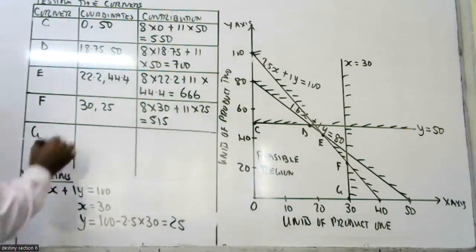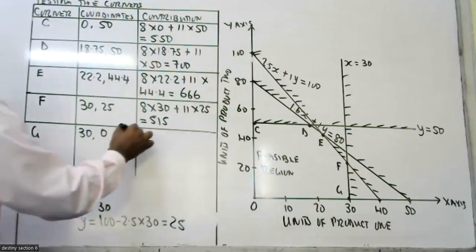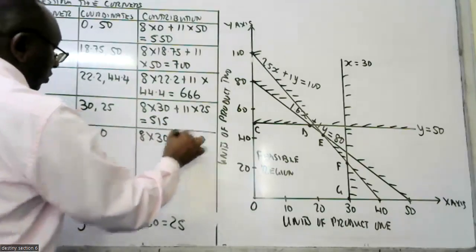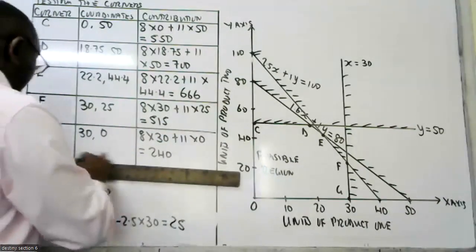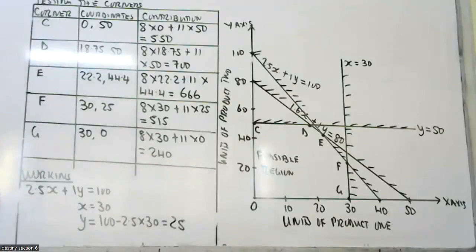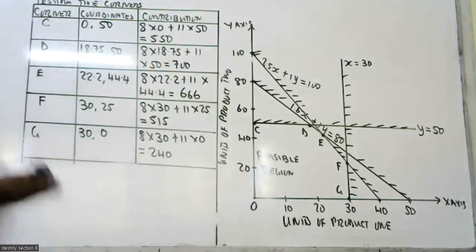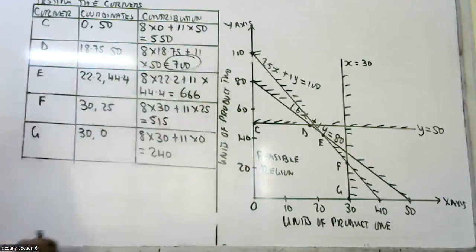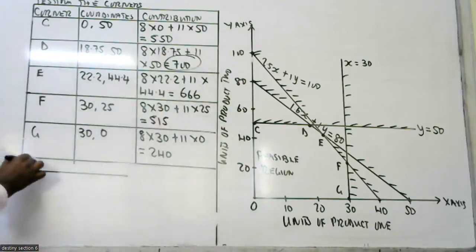Now G, x is 30 and y is 0, so it is 8 times 30 plus 11 times 0, which is 240. So with that now, I have all my corners. Once you have the corners, you pick the one with the highest profit, this one. So that tells us our optimal solution.